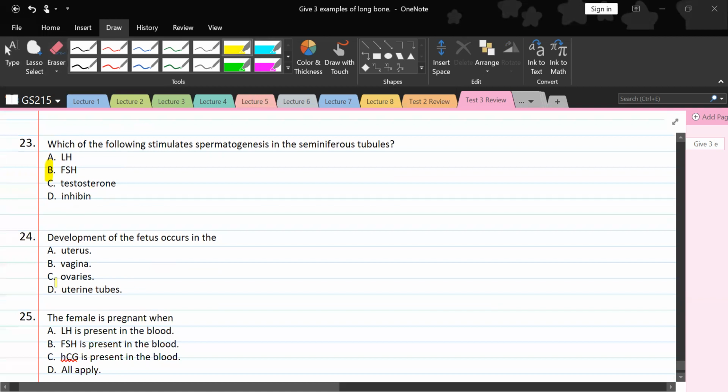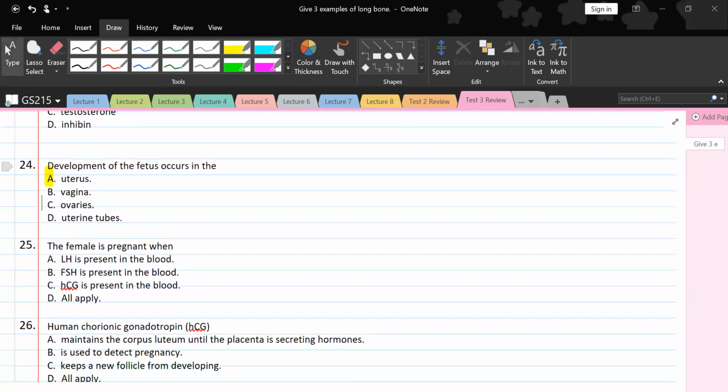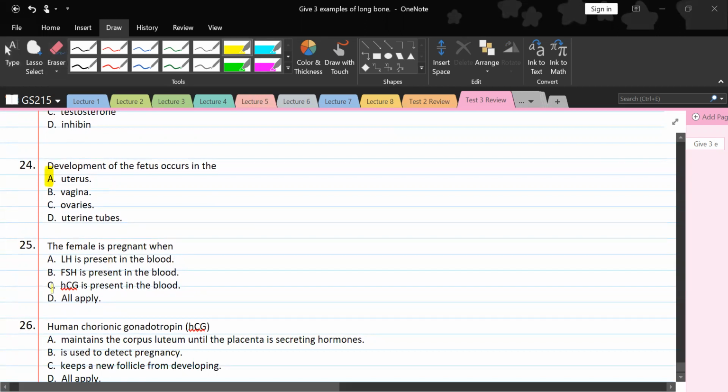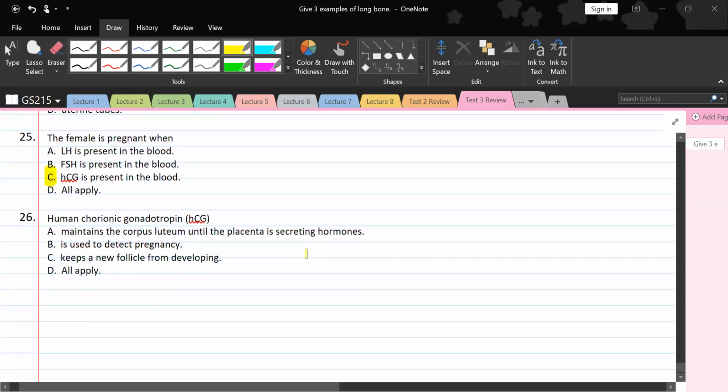Development of fetus occurs in the uterus. The female is pregnant when HCG is present in the blood. HCG, what does it do? It maintains the corpus luteum until the placenta is producing its hormone. We need the progesterone level to be continuously high to keep the fetus safe while we wait for the placenta to fully develop. We can use HCG for pregnancy detection.